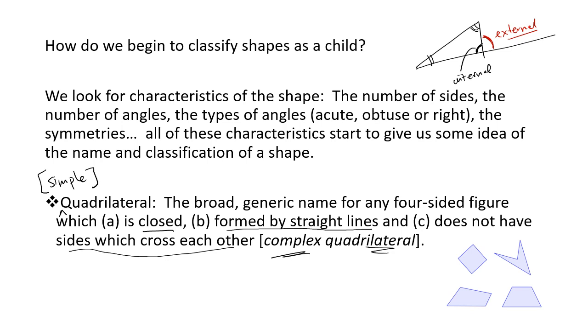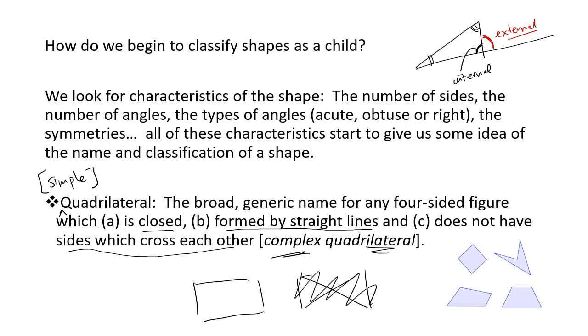And if they cross over each other, I mean, finding the area of this rectangle is pretty simple. Finding the area of this rectangle is a little bit more complex. So that's why we're not really going to be talking about these complex quadrilaterals right now, because a lot of what we're going to be doing with this won't apply to those. But technically, they're still quadrilaterals.